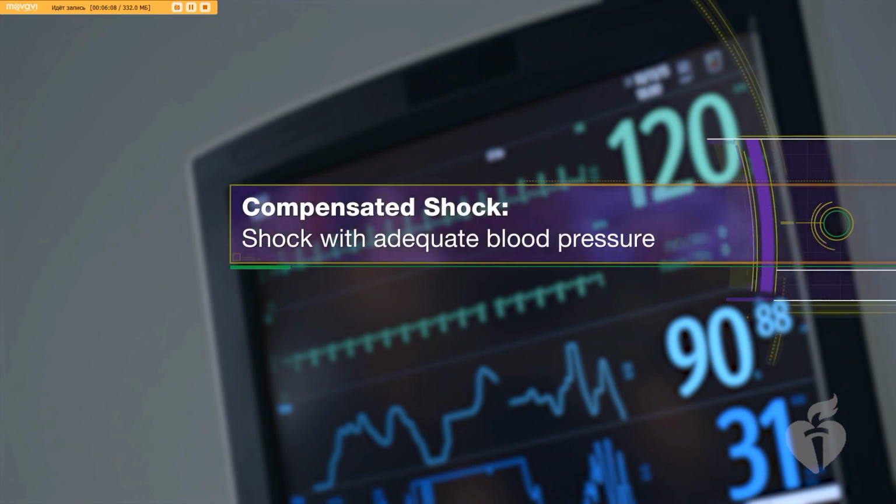After the child has been categorized as having one of the 4 kinds of shock, it's essential to define the severity as being either compensated or hypotensive. Shock with adequate blood pressure is termed compensated shock. Patients in compensated shock may have a normal or even high systolic blood pressure due to the fight or flight response. This compensatory mechanism produces systemic vasoconstriction that initially maintains blood pressure.